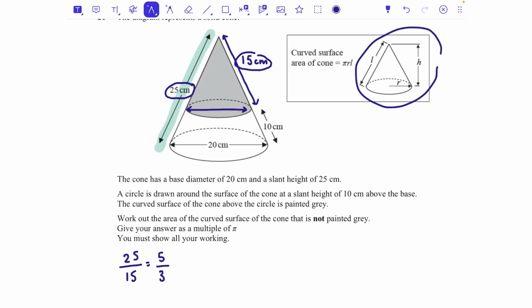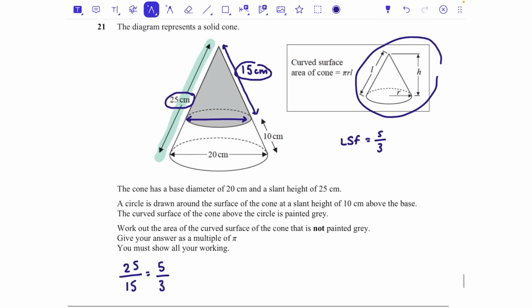That's going to be 1.6 recurring, but I don't really want to work with recurring decimals. It's likely to go wrong. So I'm going to say the scale factor, the linear scale factor, is 5/3. Now, to work out the area, we're going to need to do pi times the radius times the length. And so I need the radius. The radius of this bottom one, from the middle to the edge, would be 10 because the diameter is 20.